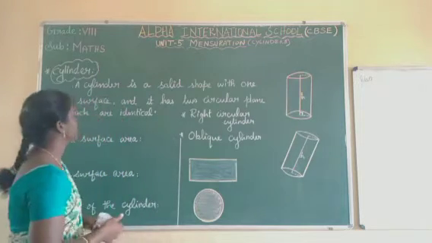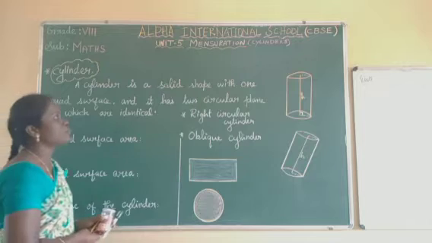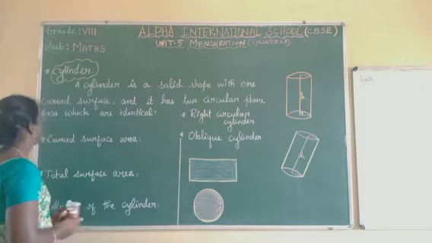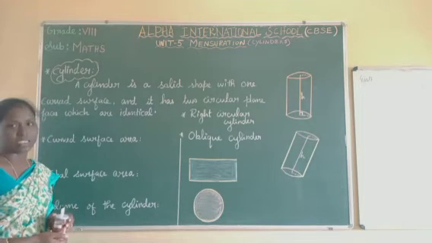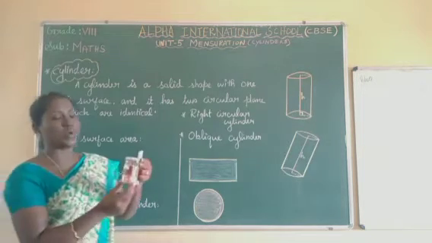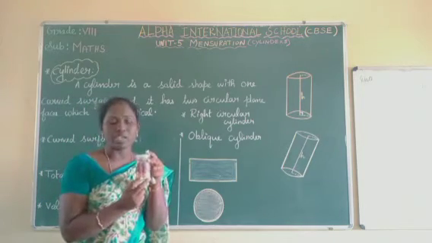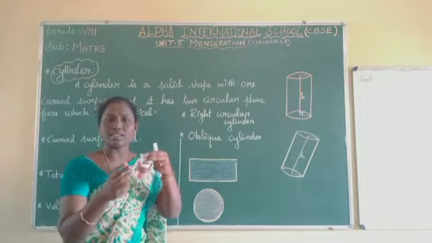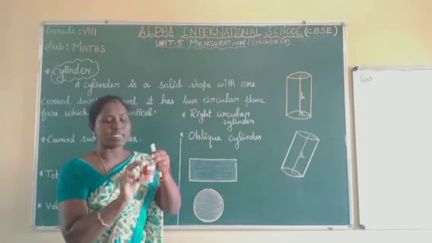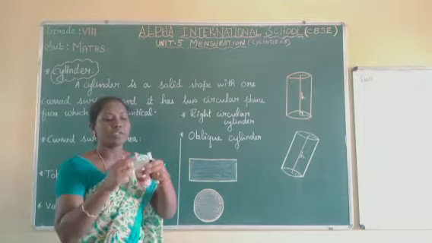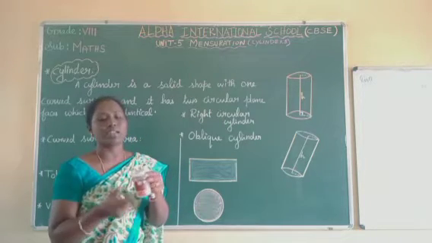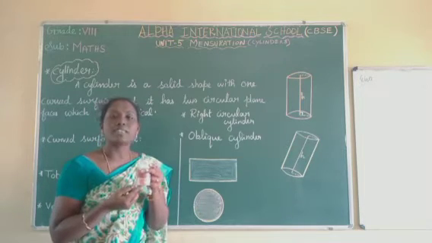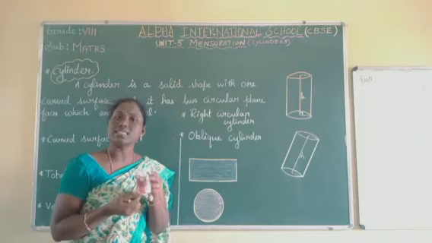Okay, now we'll see what a cylinder is. A cylinder is a solid shape with one curved surface and two circular plane faces which are identical. See the curved surface. Any cylinder will have a curved part, that is called one curved surface, and two circular parts which are identical. If the two circle parts are identical, then we can say that it is a cylinder.